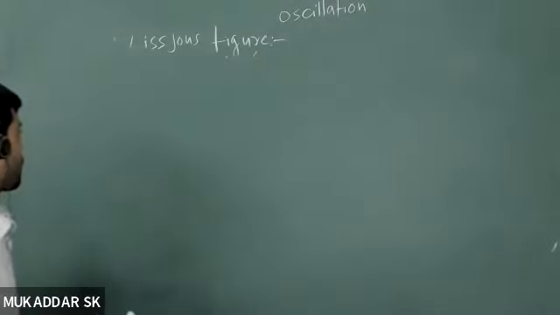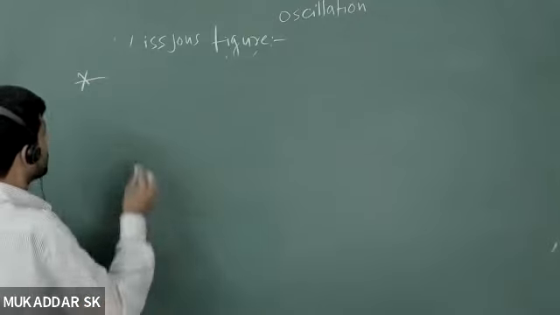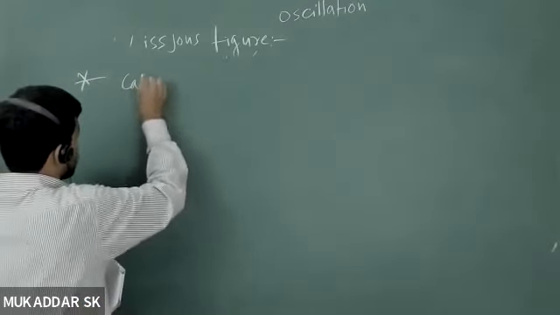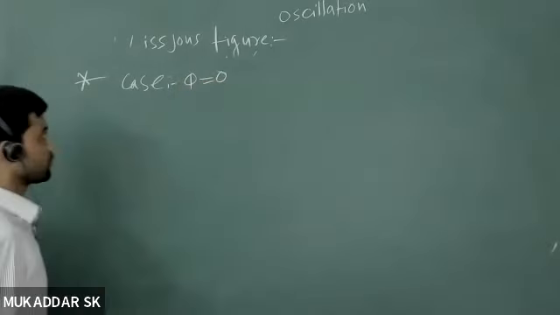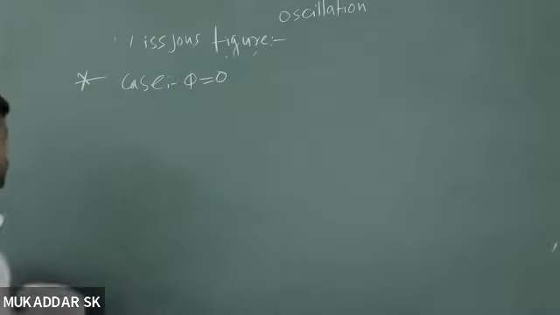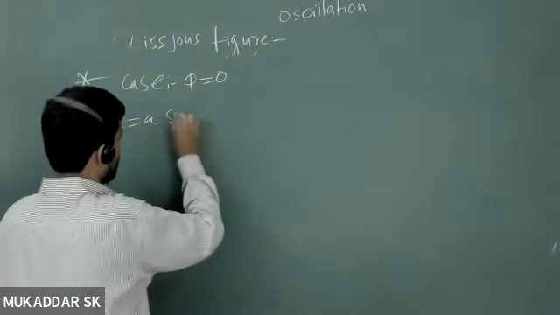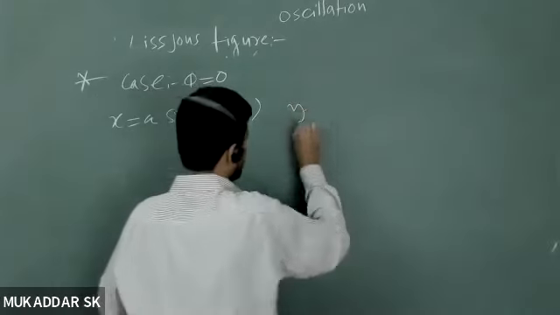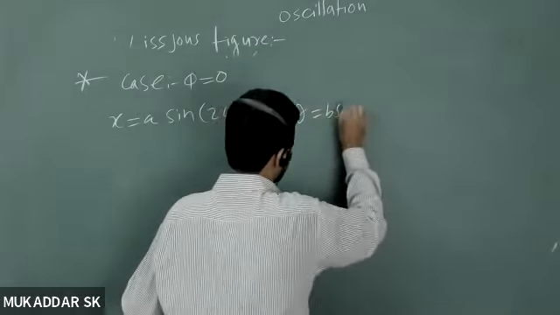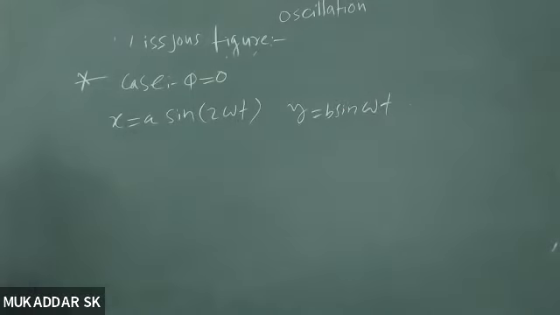Okay, now suppose case 1, when phi equals 0. If phi equals 0, what will be the trajectory? So you have the equation, right? X equals a sine of twice omega t, and y equals how much? B sine of omega t. This is your equation because phi is now 0.